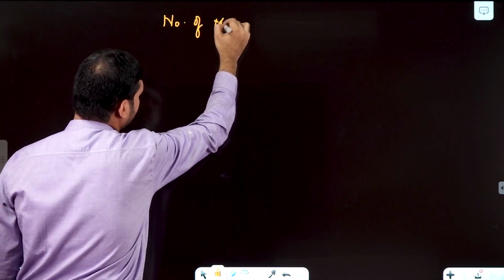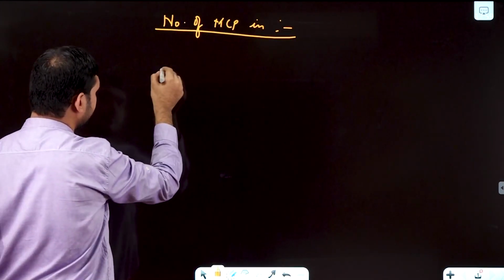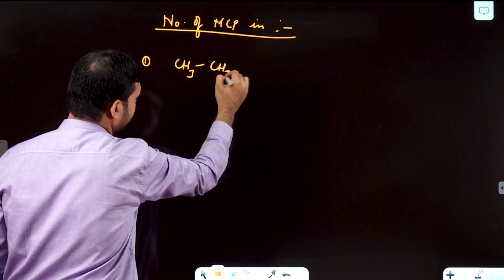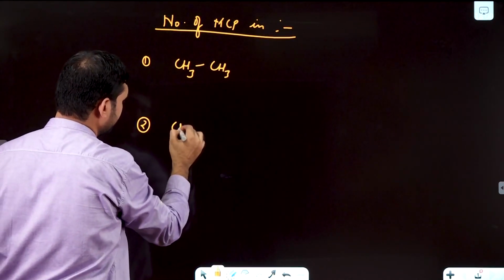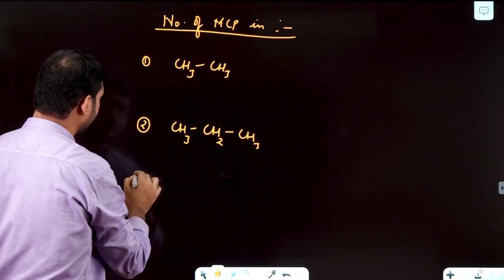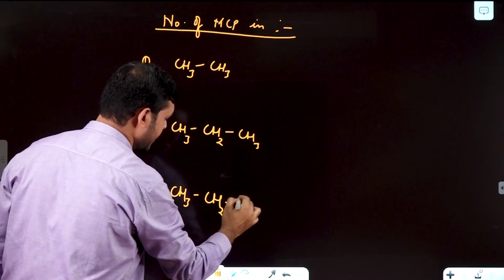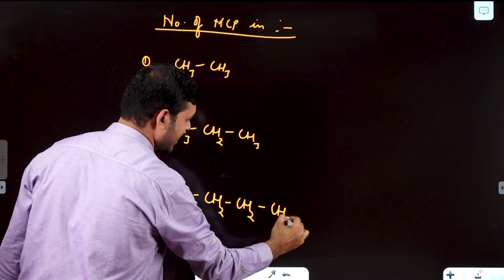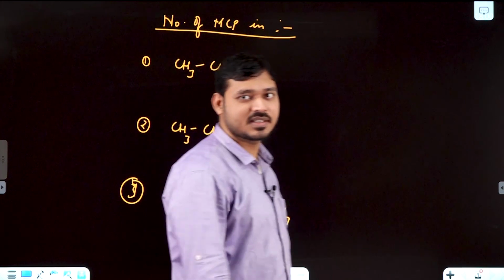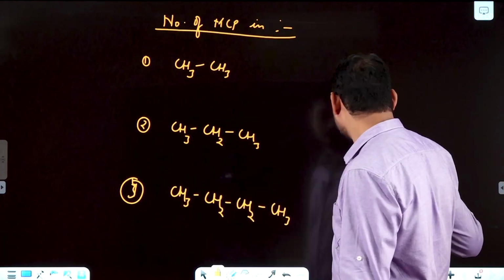Number of monochlorination products in CH3CH3, second CH3CH2CH3, third CH3CH2CH2CH3. Okay, so try first of all by yourself what happens in these cases. Okay, I think done. So let's see one by one.